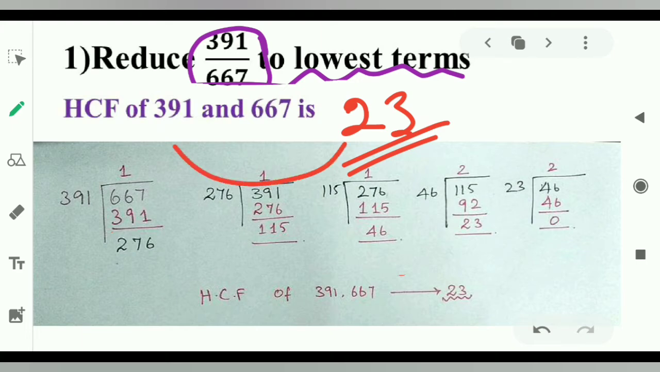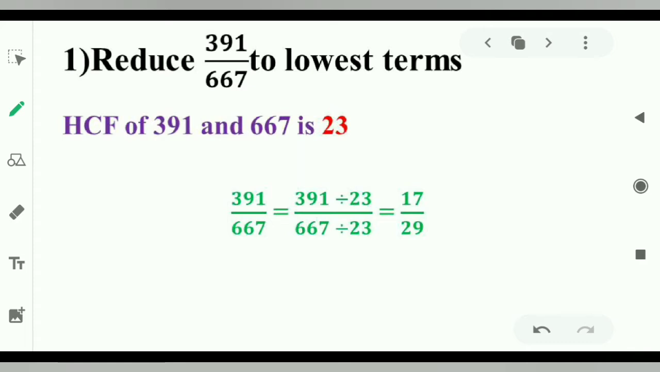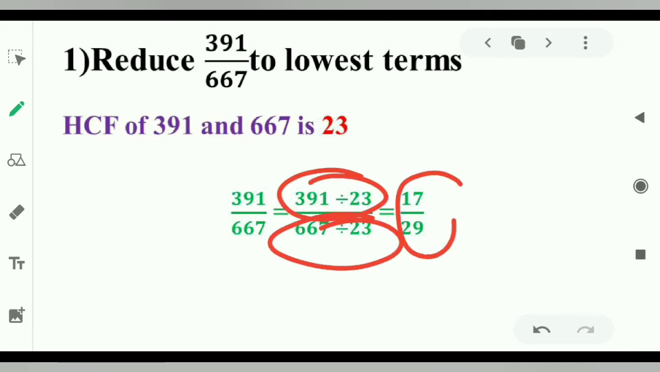Next step, what we have to do? We have to divide both 391 and 667 by 23. Then we will get 17 by 29. So we have successfully found the lowest term. We have reduced 391 by 667 to 17 by 29, right?